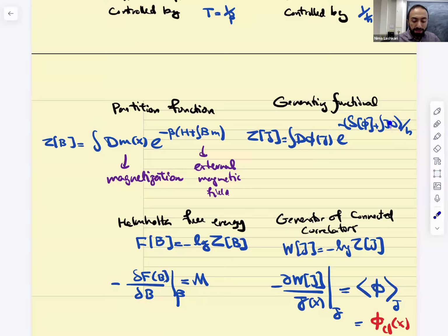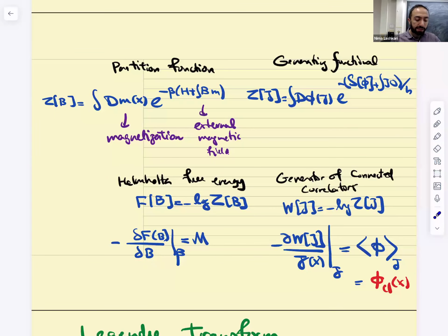Small h bar means large phases. That's the origin of the stationary phase approximation or saddle point approximation. That corresponds to large beta. Large beta means small, low temperature. So the analog of small h bar expansion is low temperature expansion. Right? All right. The external magnetic field is like J, and magnetization is like the field.